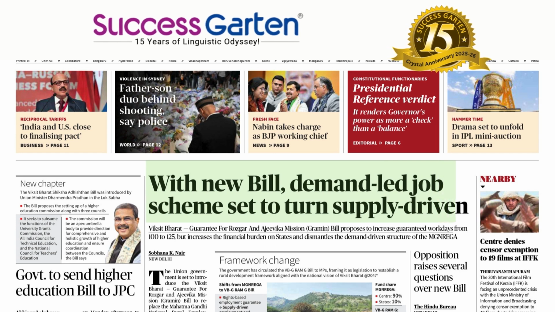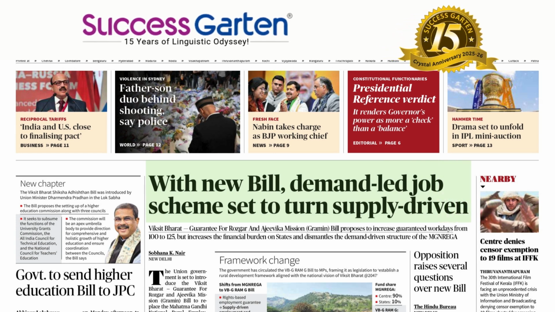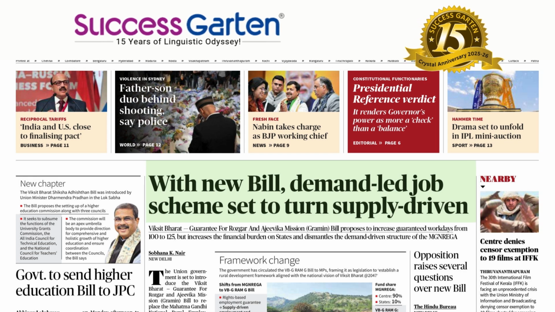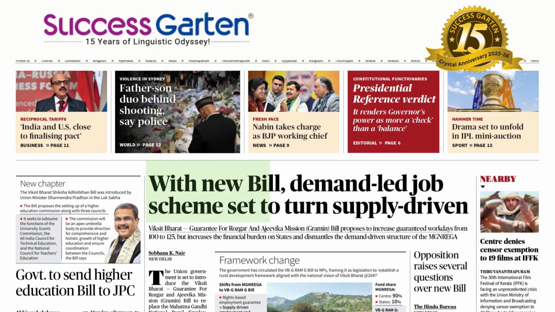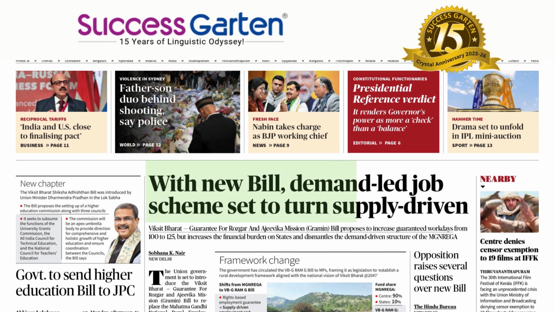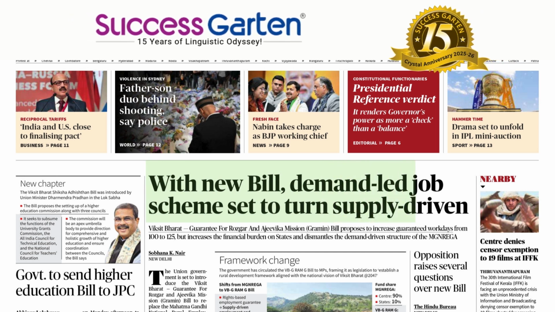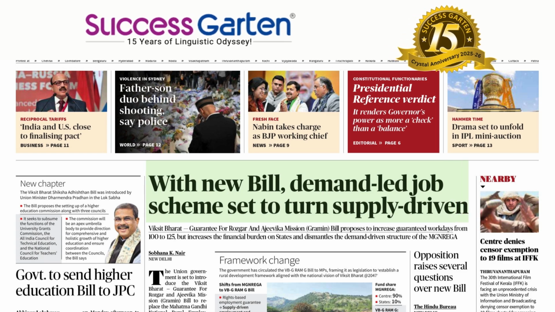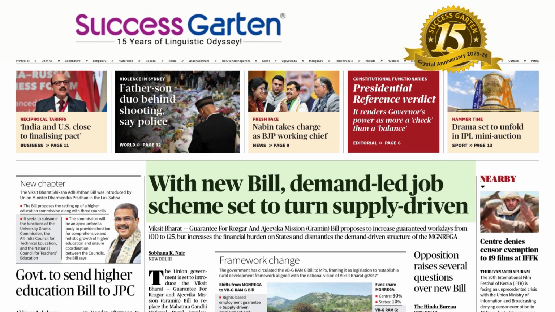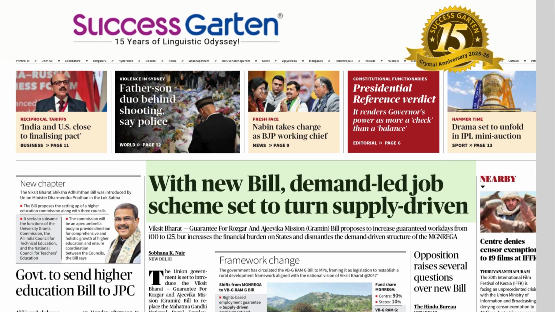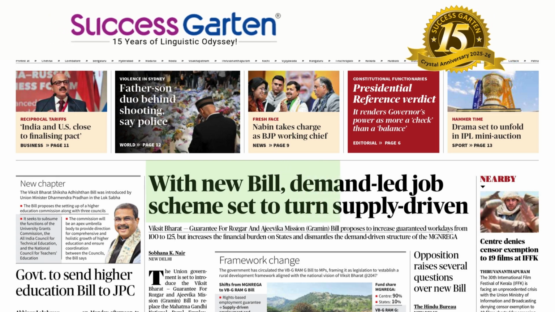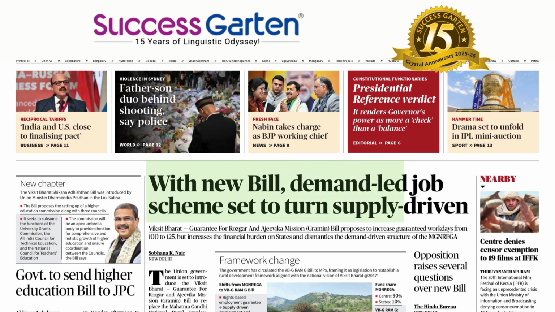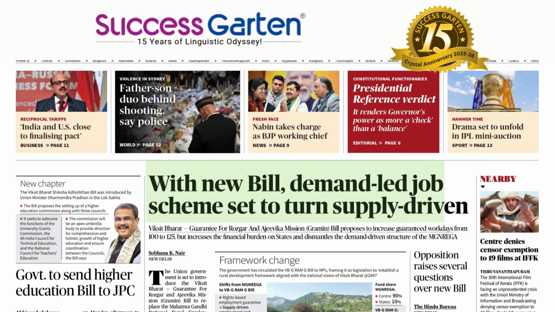Scheme is another beautiful noun. S-C-H-E-M-E. We can see the letter H doesn't have any sound here. That CH combination will give rise to a K sound. Scheme. It has got a single syllable. Demand-led job scheme set to is a futuristic word: is predicted to, is set to, is forecast to, is likely to, is supposed to. Turn is set to turn, T-U-R-N. Turn is another beautiful linking verb. So turn, it is going to shift in a different direction.